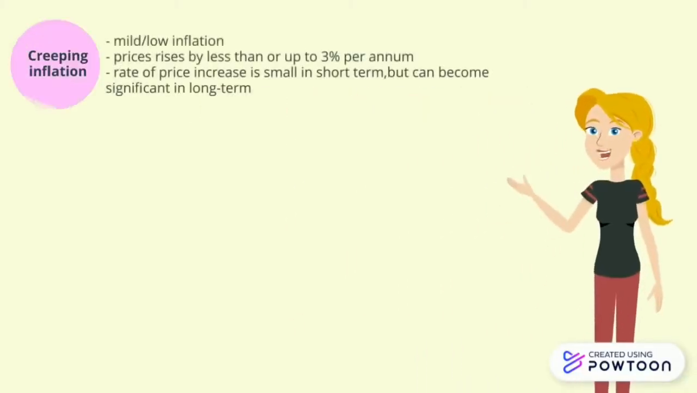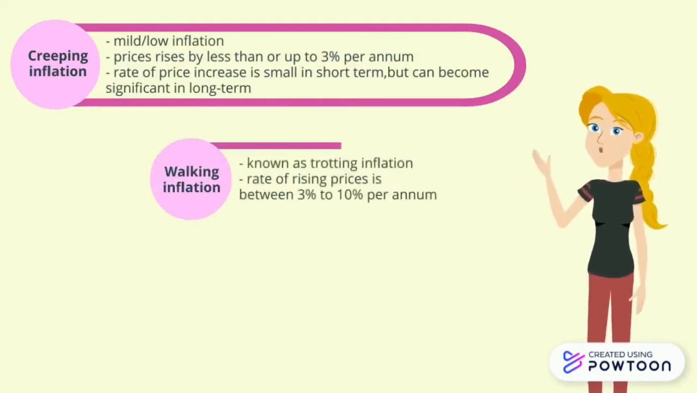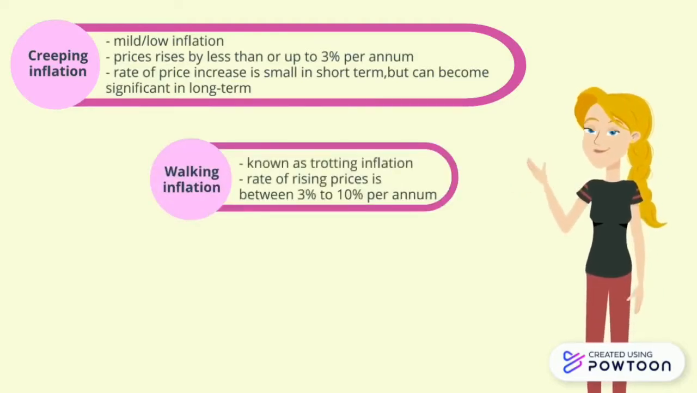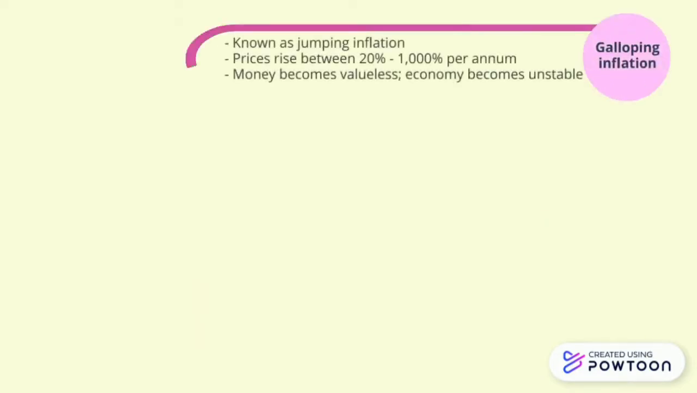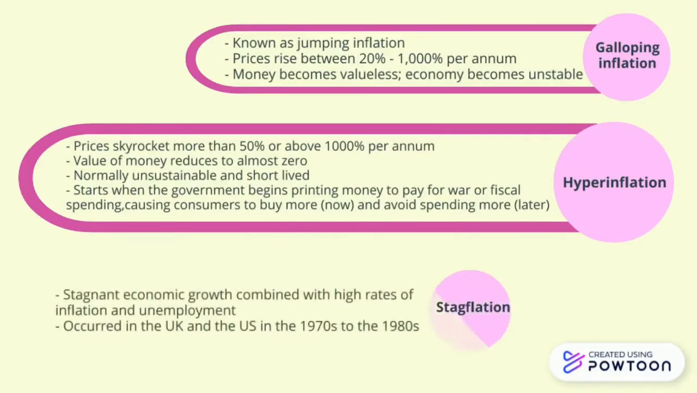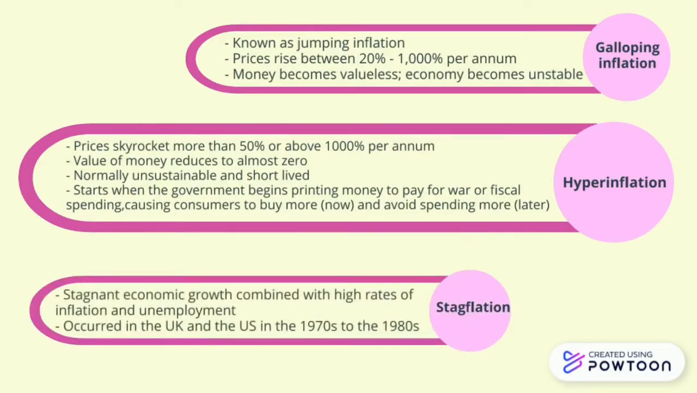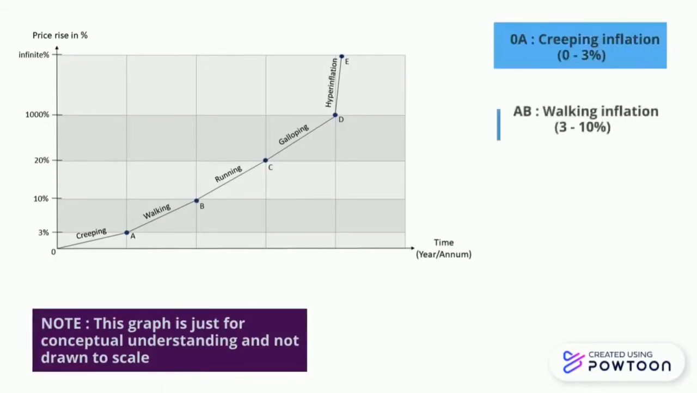Firstly, creeping: prices rise less than or up to 3% per annum. Secondly, walking, 3 to 10%, and for running, 10 to 20%. Then galloping, prices rise between 20 to 1,000%. Hyperinflation: prices skyrocket more than 50% a month or above 1,000% per annum. And stagflation is stagnant economic growth combined with high rates of inflation and unemployment. To get a better understanding, let's take a look at this conceptual graph.